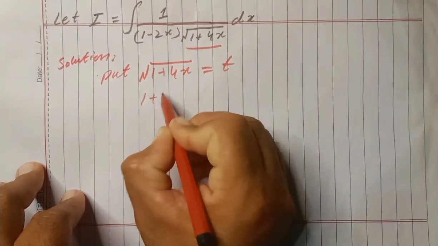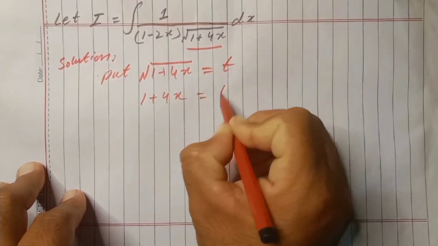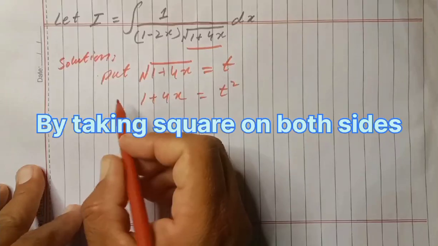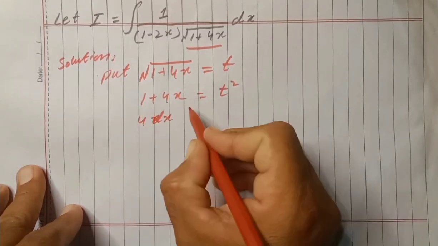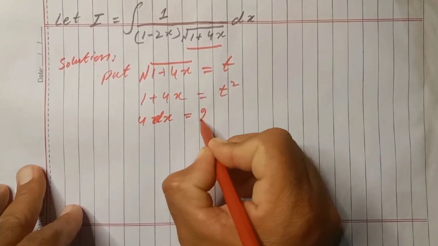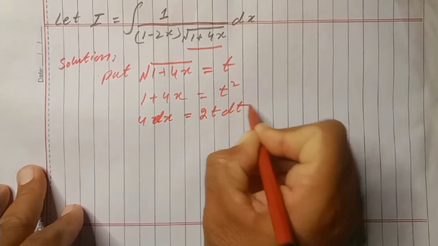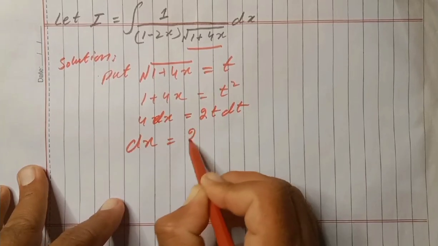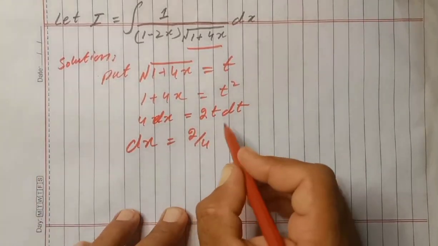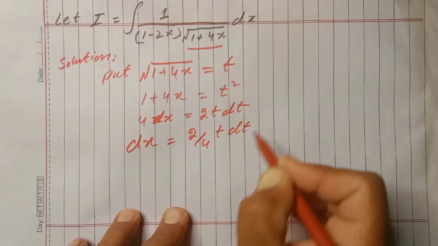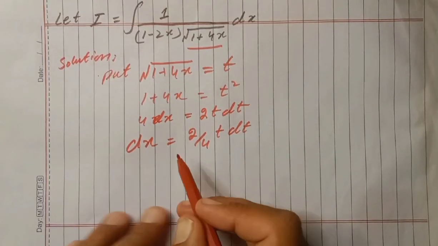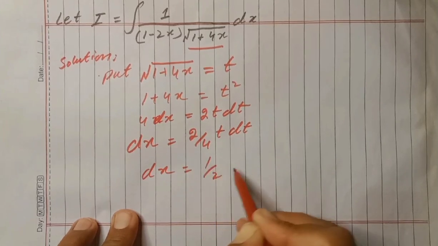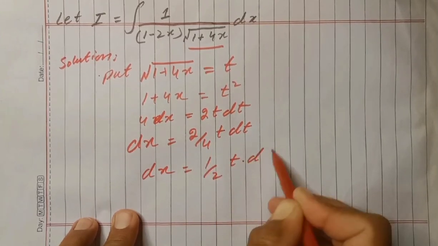is equal to t, and 1 plus 4x is equal to t squared by taking square on both sides. And 4 dx is equal to 2t dt, and dx is equal to 2 over 4 t dt, and dx is equal to 1 over 2 t dt.